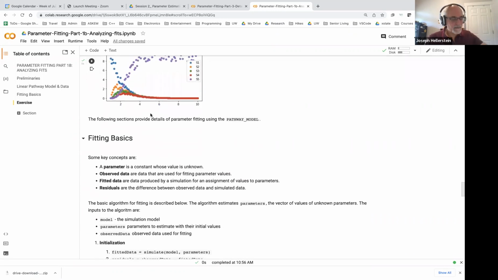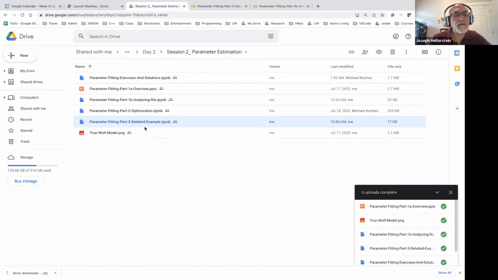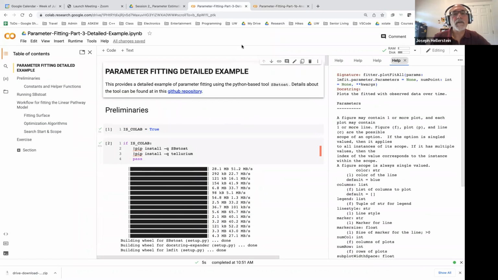I'm going to go on to the last section, which is about actually using SBstoat. Let me show you where I am. So now I'm giving you what I call a detailed example. That's the one we're looking at. I think what I've done here is I showed it for the linear model, and then for the exercise, I think, we'll explore a little bit with the Jenna Wolf model.